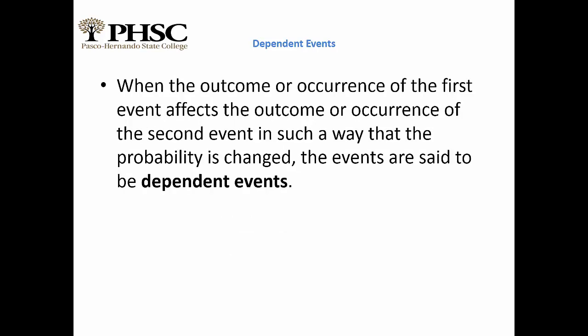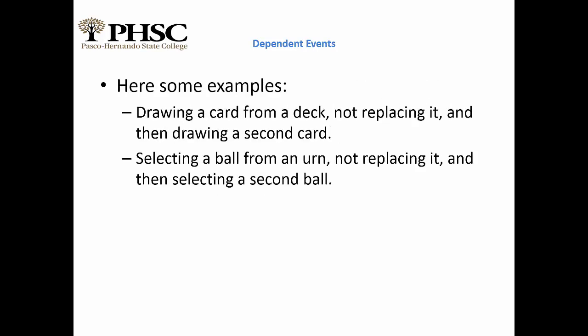When the occurrence of the first event affects the occurrence of the second event in such a way that the probability is changed, then these events are said to be dependent events. For example, drawing a card from a deck, not replacing it, then drawing a second card. Or selecting a ball from an urn, not replacing it, then selecting a second ball.